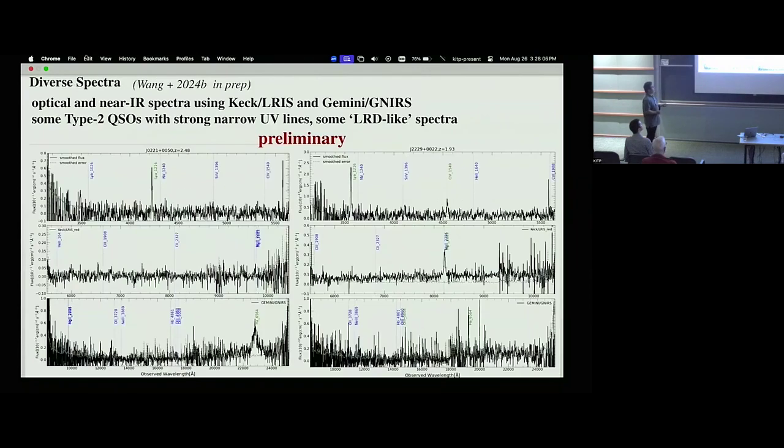Here are some preliminary spectral results. I just want to give the idea that we have very diverse spectra, from Keck, both blue and red, and the Gemini. The red one is kind of an LRD-like spectrum. We can only see the broad H-alpha emission line and the narrow Lyman-alpha emission line, and then nothing else. Also, in many targets, we detect very strong but narrow UV emission lines.